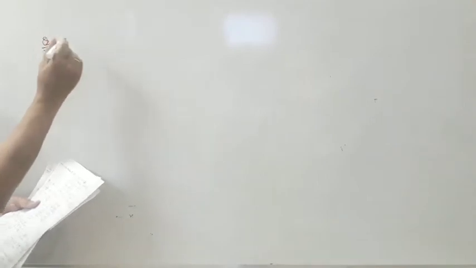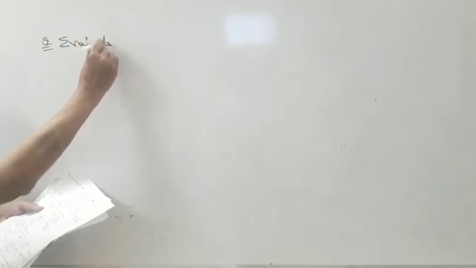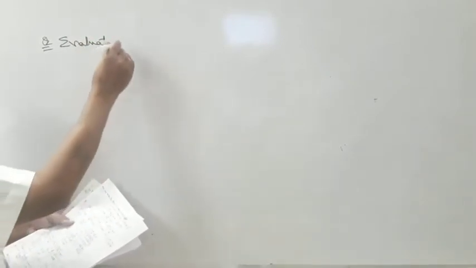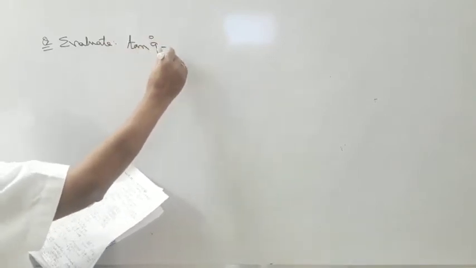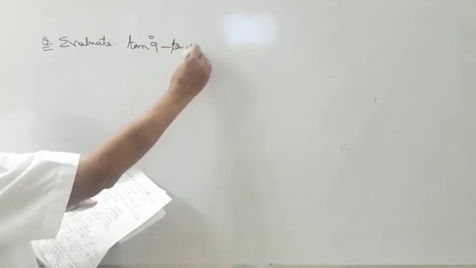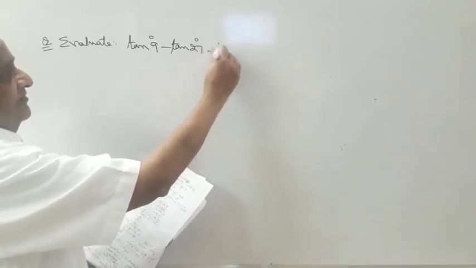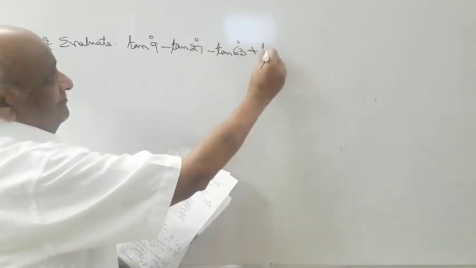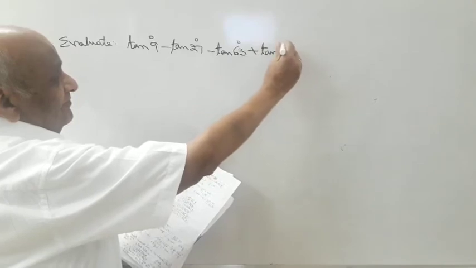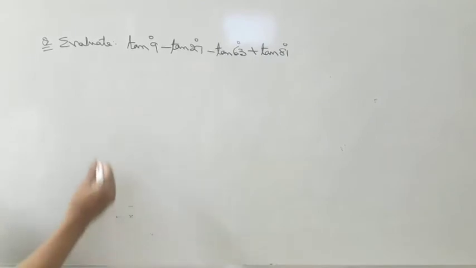Let us take up another case. The question is: evaluate tan 9 degrees minus tan 27 degrees minus tan 63 degrees plus tan 81 degrees. Again, a very important case. Now see the solution for this.